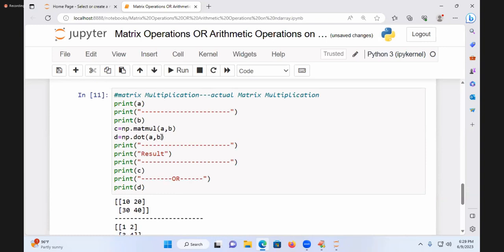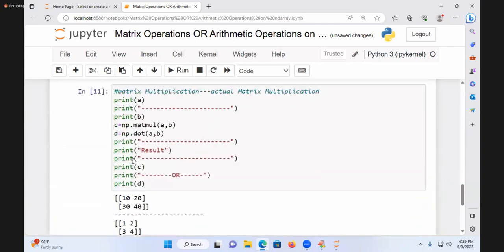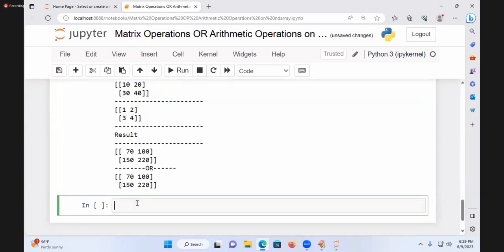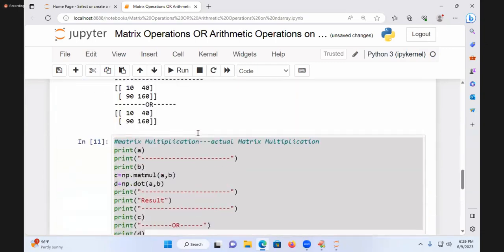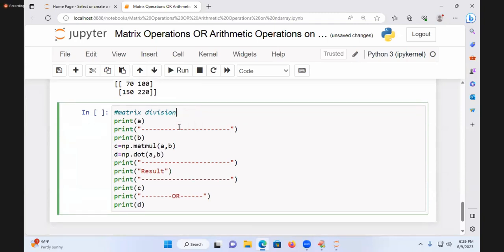Easy now? How many functions are there? Add, subtract, multiply, matmul, dot. Now I am going to take up the next level of discussion. Follow me. Matrix multiplication is done. I will go for the next, matrix division. So what is the matrix division?